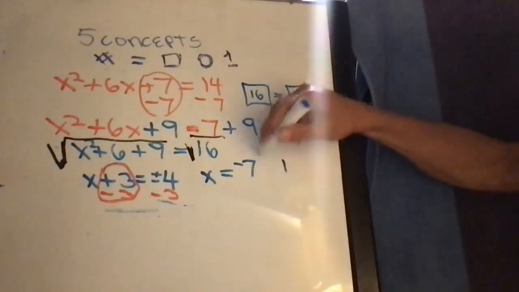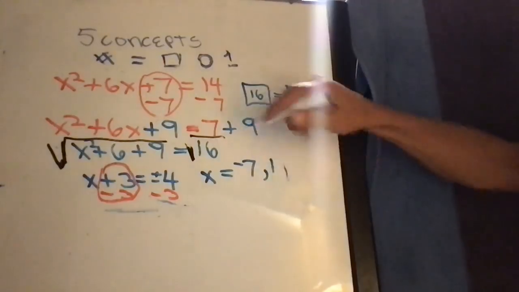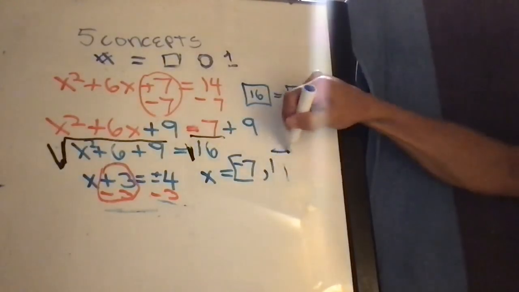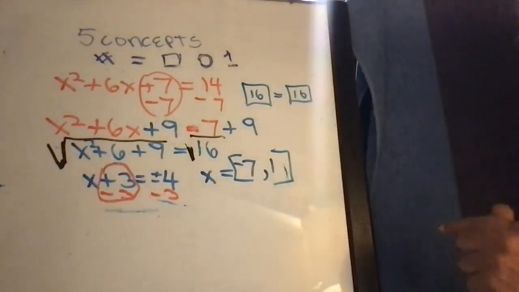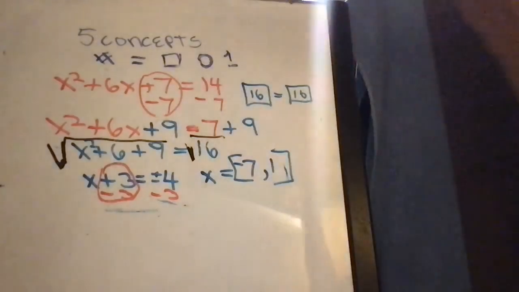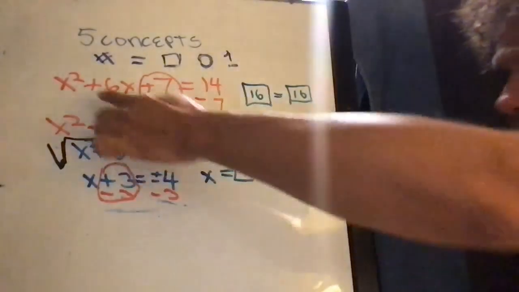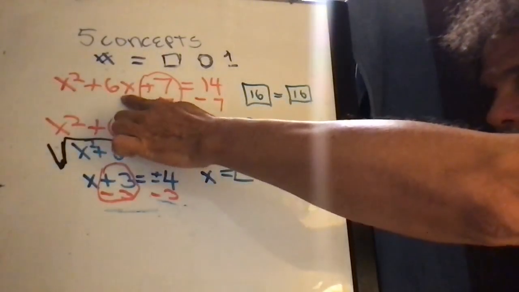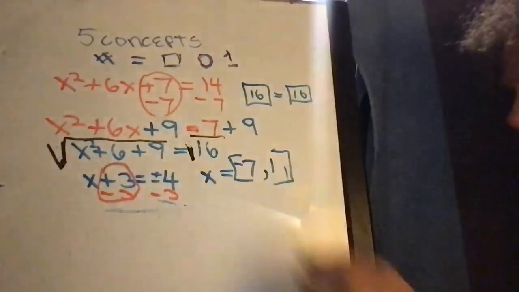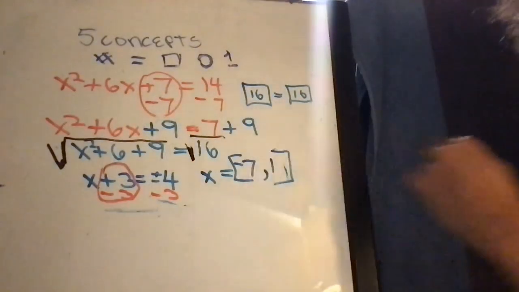All right, let's see if that's correct. 1. Will that work? Well, yes indeedy, it will. Because 1 squared is 1, and 6 more 1s is 7, and 7 plus 7 is 14. Oh, let's try negative 7.